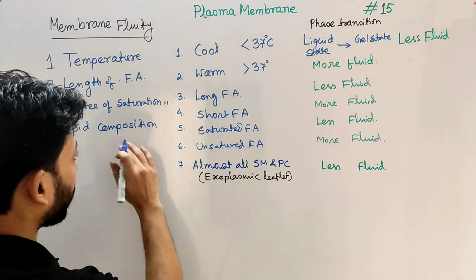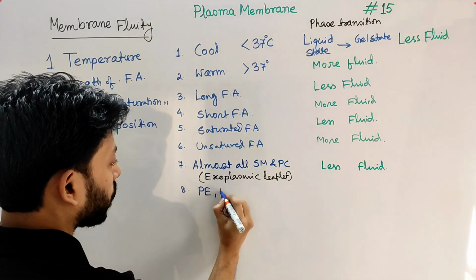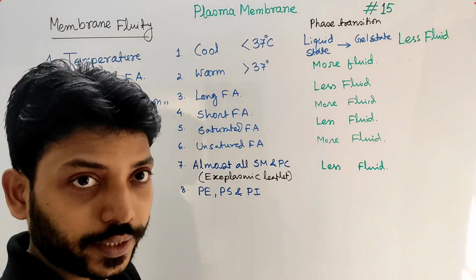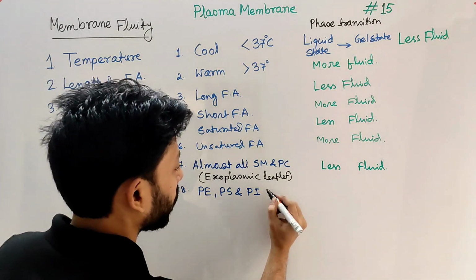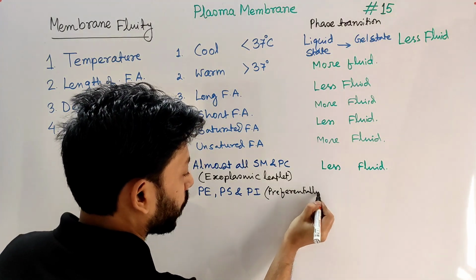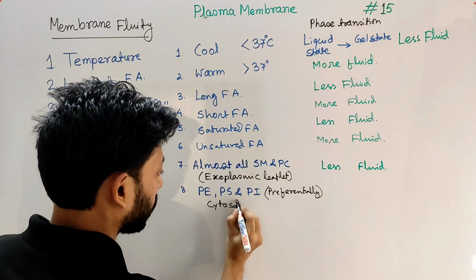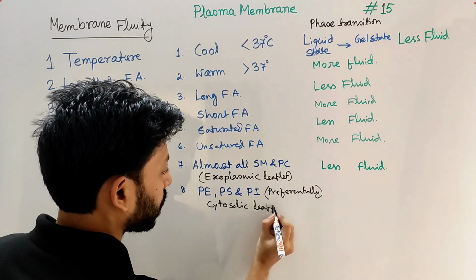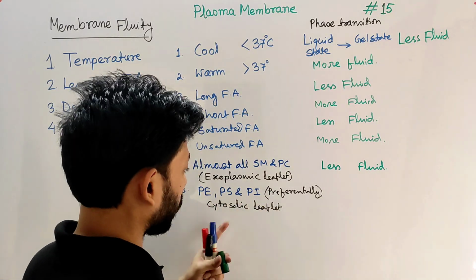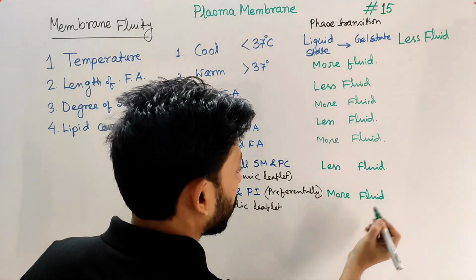Now another point we can remember about lipid composition is that phosphatidylethanolamine, phosphatidylserine, and phosphatidylinositol, these three phosphoglycerides are preferentially located, remember the term, preferentially located in the cytosolic leaflet, and these lipid molecules make the inner layer, the cytosolic leaflet, more fluid in nature. Okay.